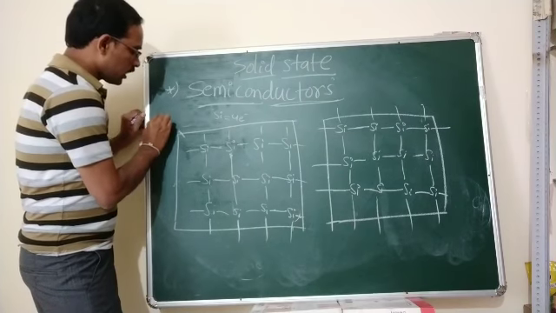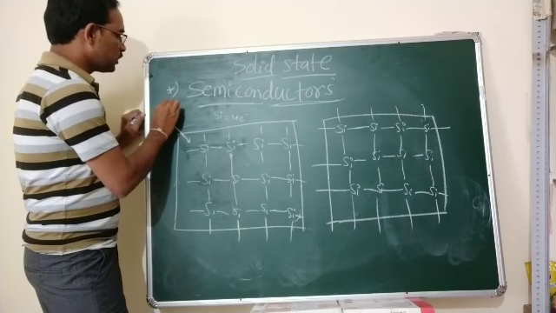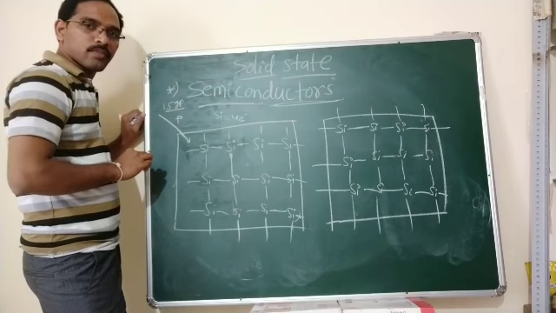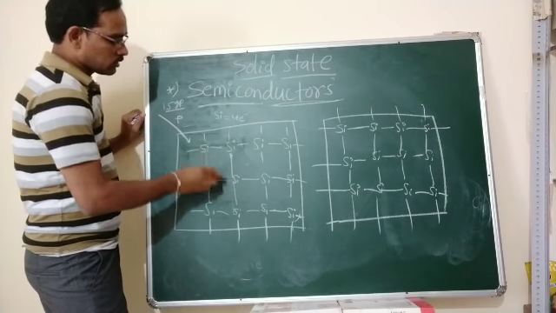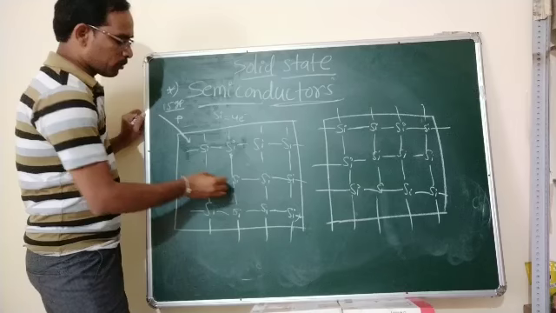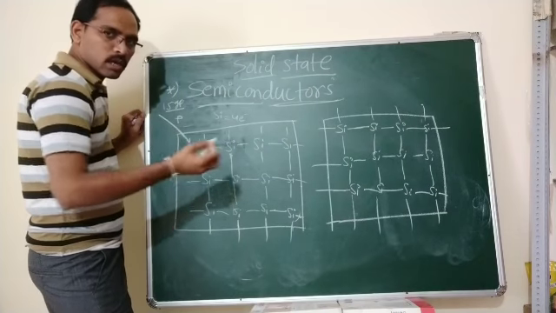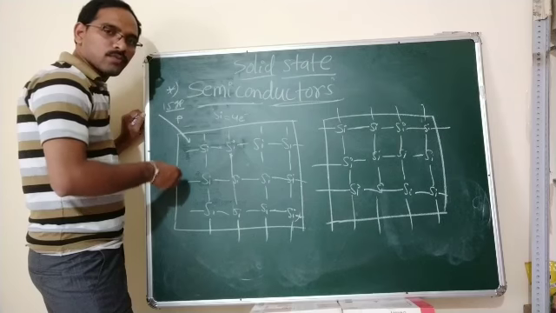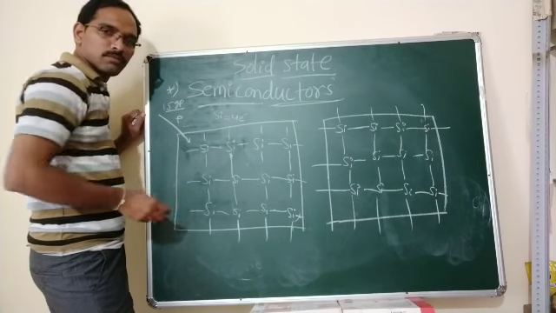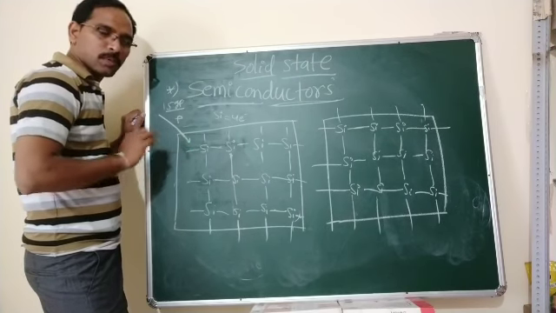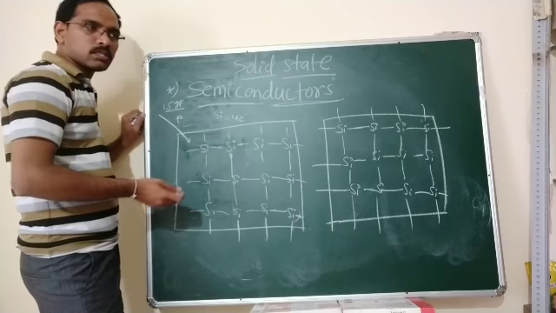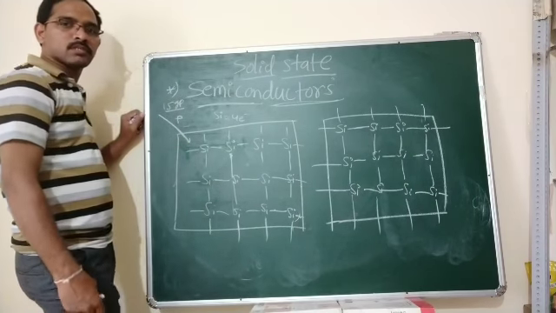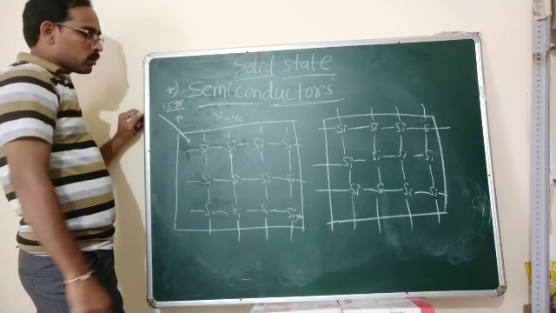Now this silicon is doped by a 15th group element, suppose phosphorus. Doping means a smaller amount of impurity is added to the main substance. You have even heard this word: athletes taking some drugs also comes under doping.